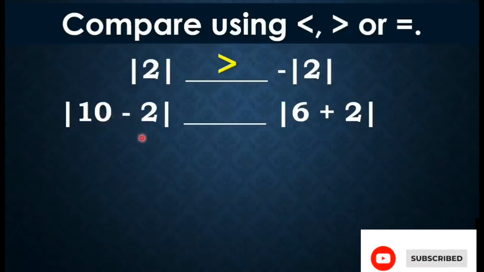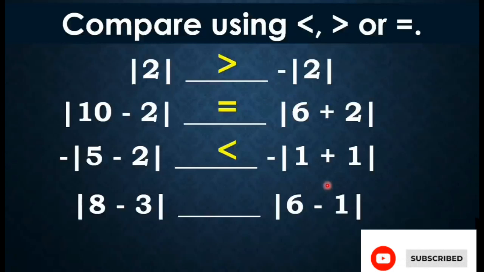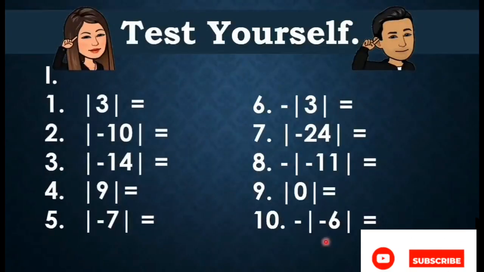10 minus 2 is blank, the absolute value of 6 plus 2, that's equal. Negative of 5 minus 2 and negative of 1 plus 2, that is the less than sign. Yes. Eight minus 3 in the absolute value and 6 minus 1 in the absolute value, that's equal.